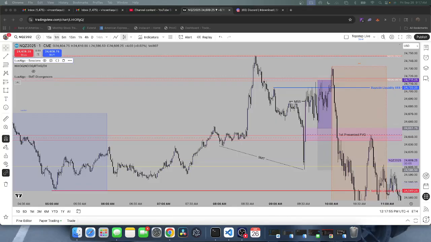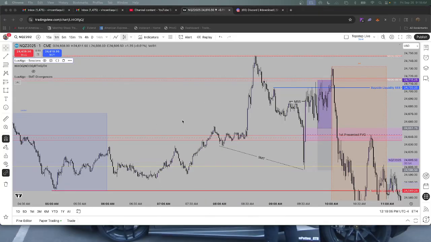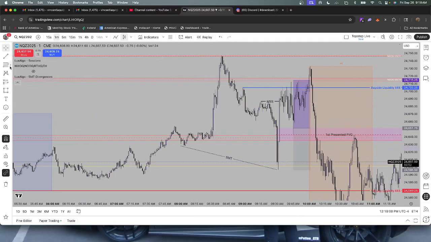This is how I made... wait, I need to do the calculation. 259 times 11. $2,849. Day trading the NASDAQ today. So, coming to market open. Actually, no, we're gonna do a pre market review.